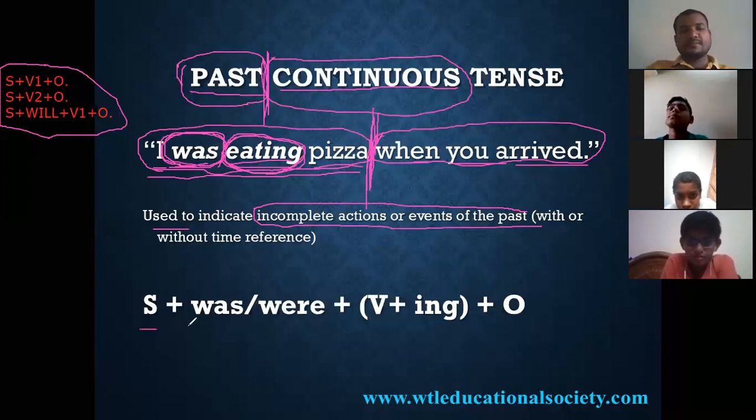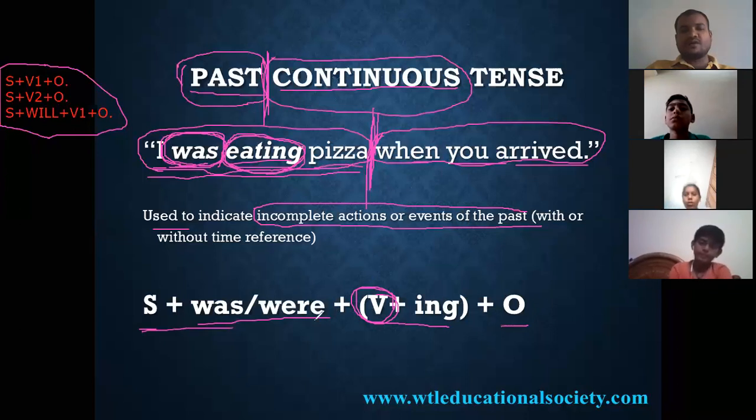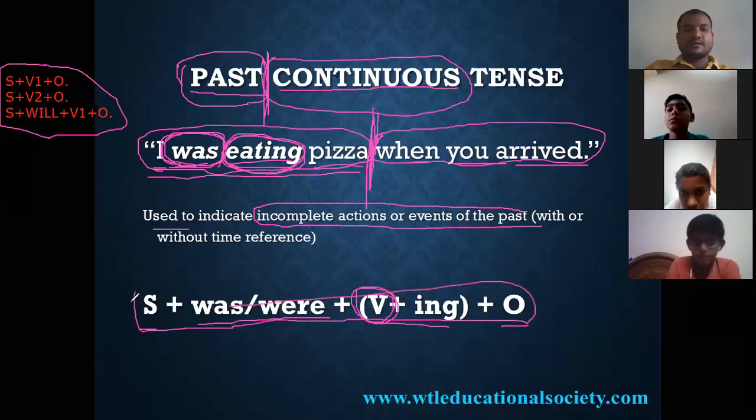Subject plus was or were plus verb plus ing. V plus ing, where V is nothing but V1. V1 plus ing plus object. Subject plus was or were plus V1 plus ing plus object. This is the structure for past continuous tense. Very good.